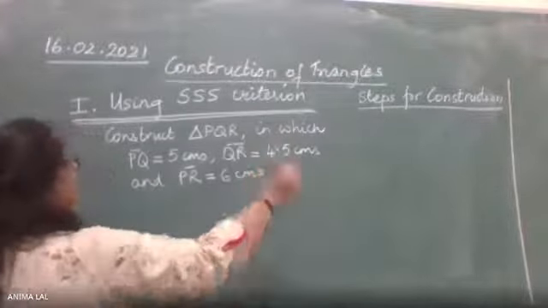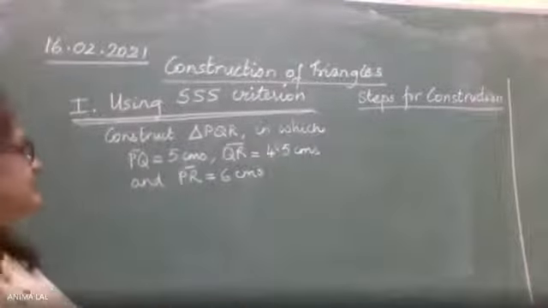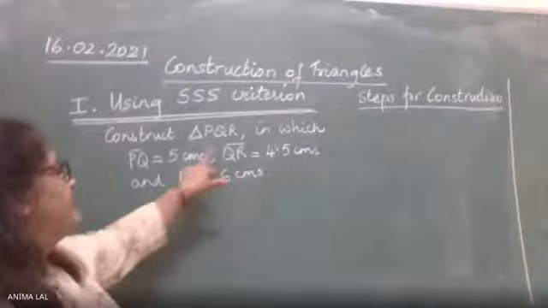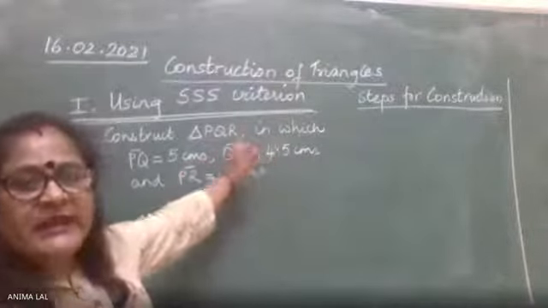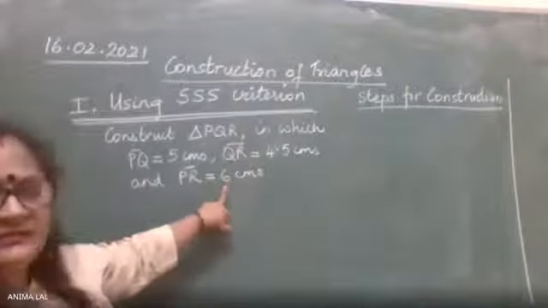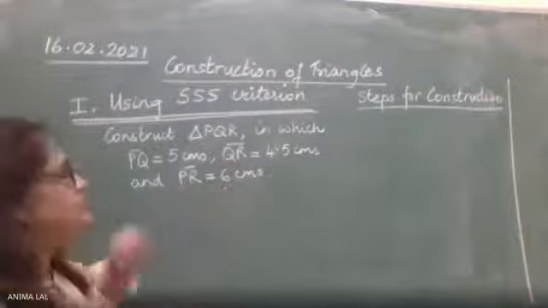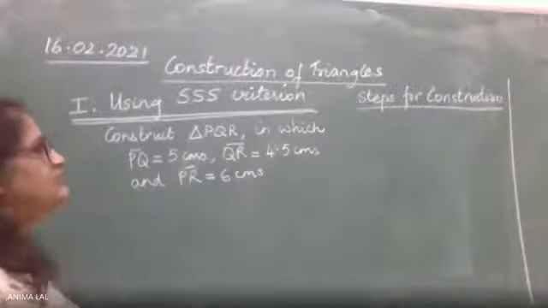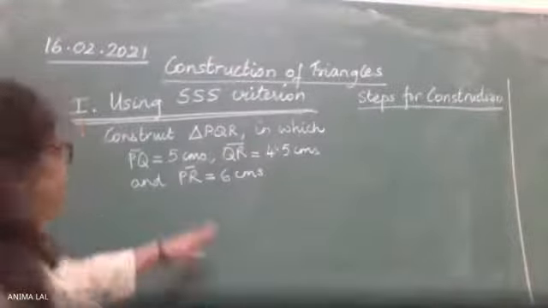Now add the two shorter sides and see whether it is greater than the third one. 5 plus 4.5 is 9.5, which is greater than the third side. So a triangle can be constructed. Okay? So now we start with the construction. Have all of you written this?